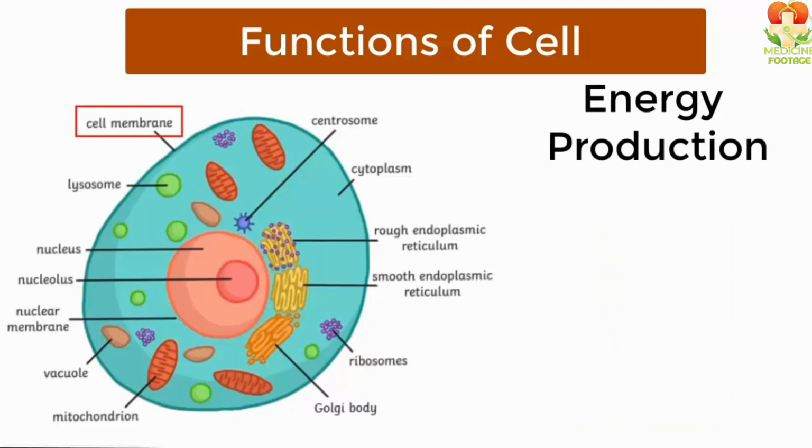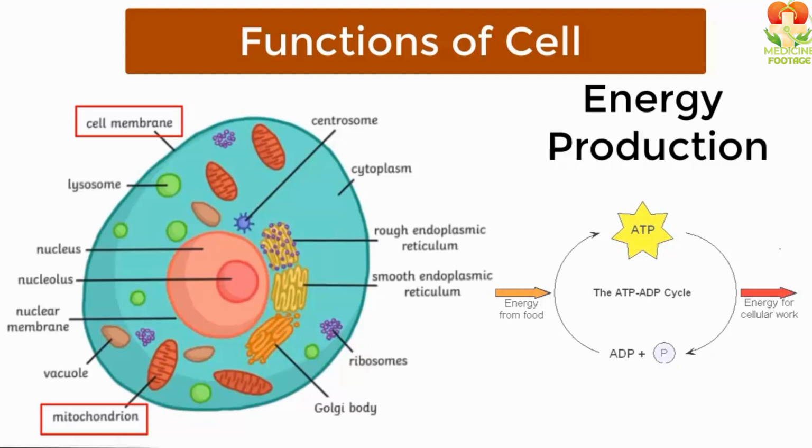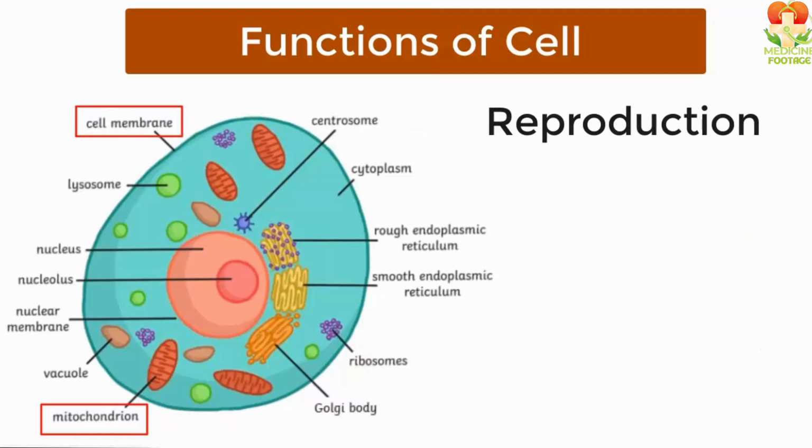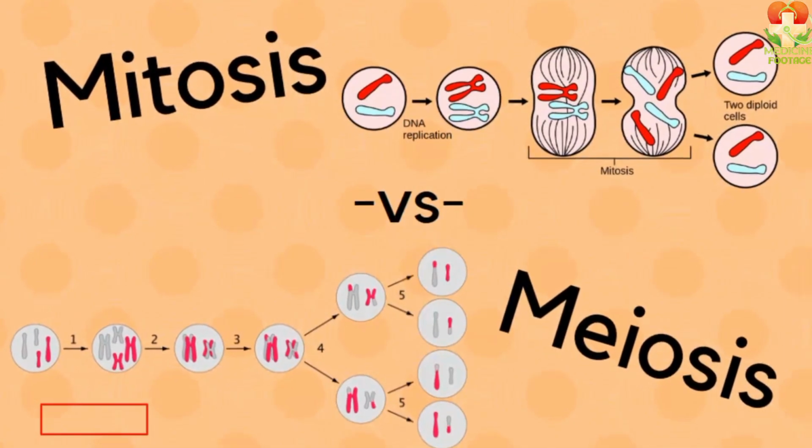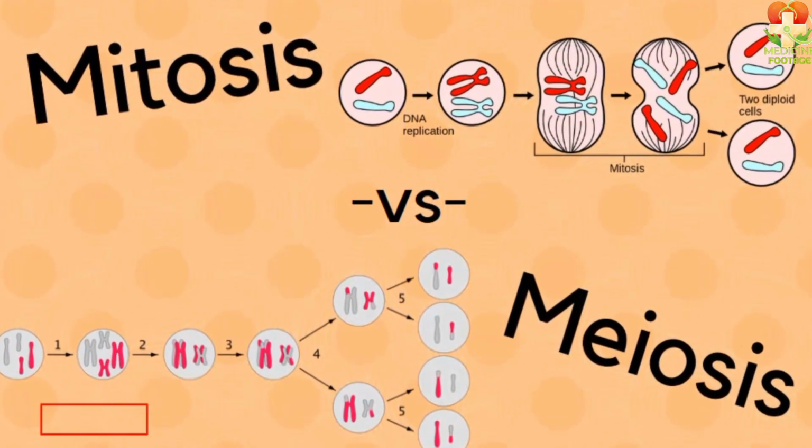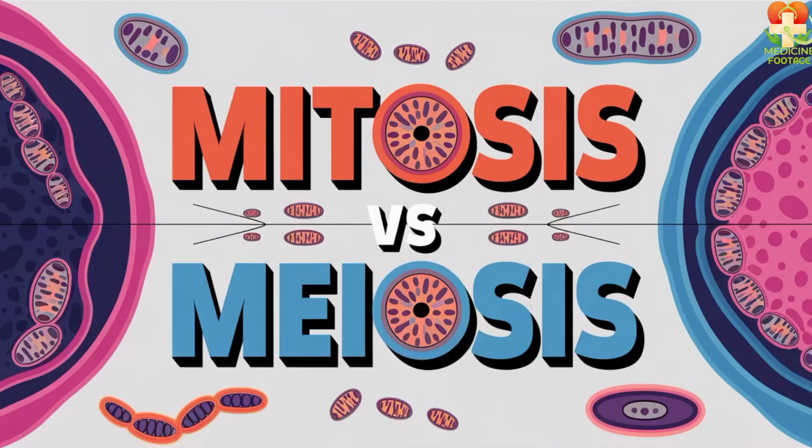Function number 3, energy production. The cell produces energy from glucose. This process takes place in an organelle called the mitochondria. This mitochondria converts glucose into ATP. Function number 4, reproduction. Cells help in reproduction. This reproduction occurs either through mitosis or meiosis, depending on the type of cell. I have prepared a detailed lecture explaining the differences between mitosis and meiosis. You can visit my channel to watch it.